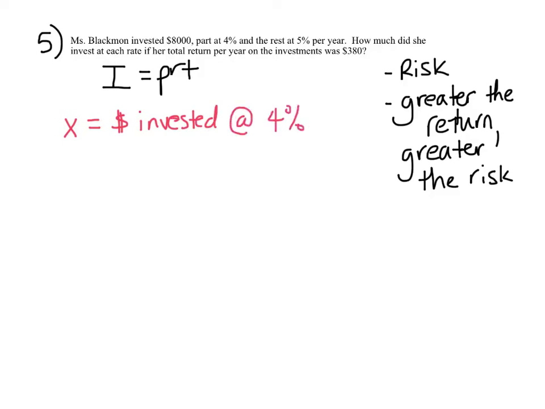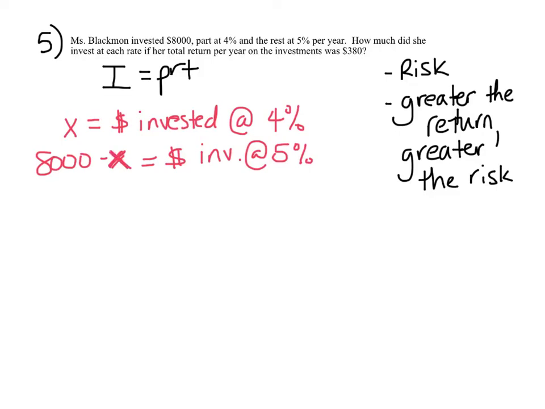How can I express the amount of money invested at 5%? And don't say why. We don't do two variable equations yet. How can I express the money invested at 5%? Well, if X is the money invested at 4%, and there's 8,000 total, we can take our 8,000 total and subtract X.